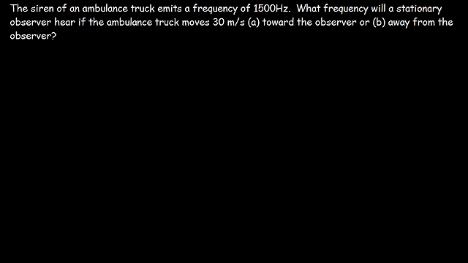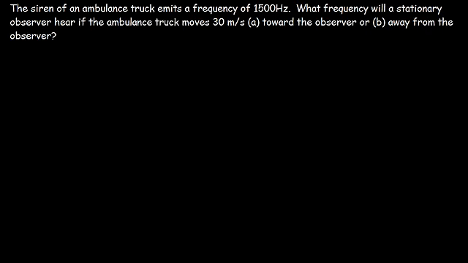The siren of an ambulance truck emits a frequency of 1500 Hz. What frequency will a stationary observer hear if the ambulance truck moves 30 meters per second toward the observer or away from the observer? So let's focus on part A.